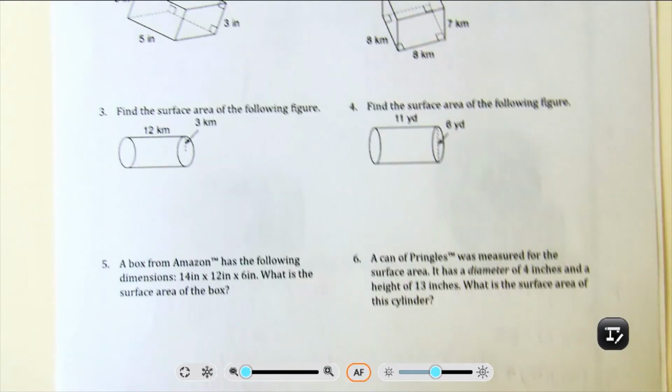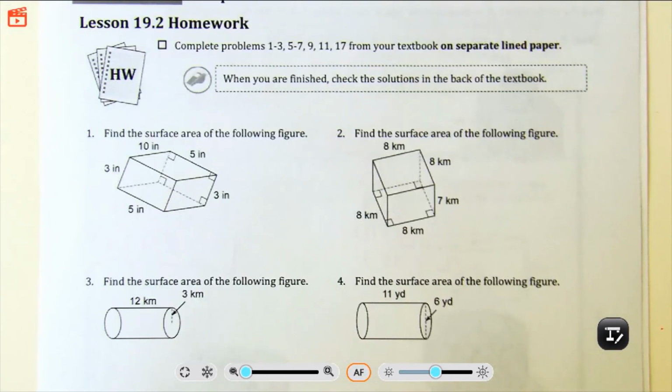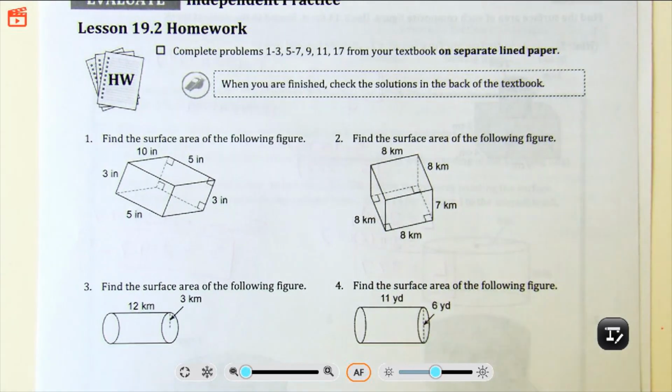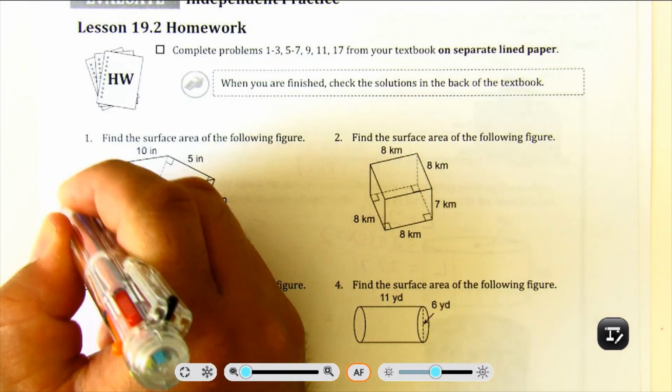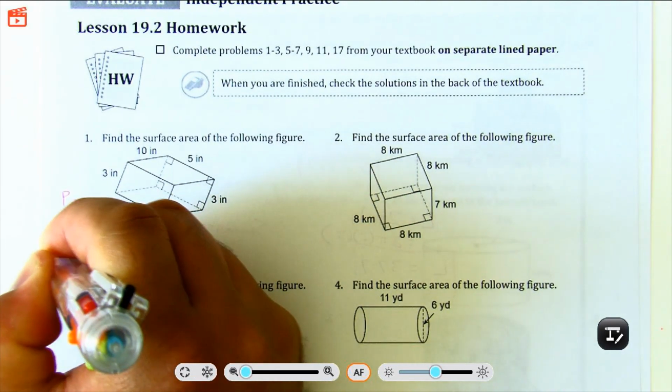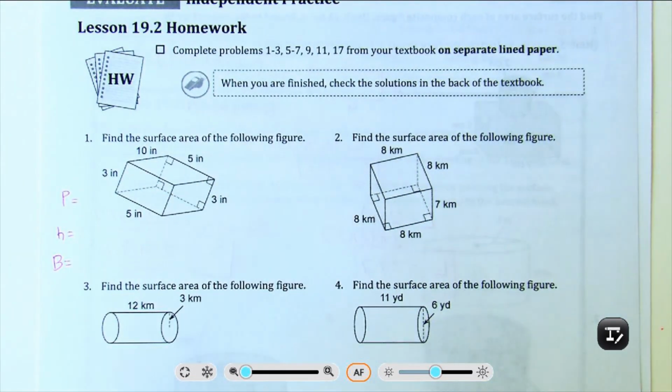Okay, so that pretty much completes lesson 19.2, which was the introduction of surface area for prisms and cylinders. Complete the homework below. Find the surface area for each. And as a hint, I always like to write these three. So find the perimeter of the base, find the height of the object, and find the area of the base. And then plug in those values into the formula.